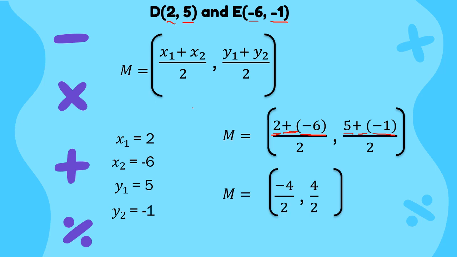2 plus negative 6 is negative 4, and 5 plus negative 1 is positive 4. So negative 4 divided by 2, we have negative 2, and 4 divided by 2 is positive 2. Therefore, the midpoint of D and E is negative 2 and positive 2.